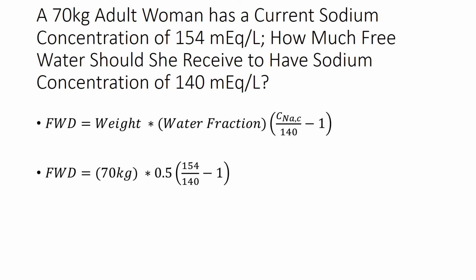She's 70 kilograms. We established that an adult woman's water fraction is typically 0.5. And then we substitute her serum concentration of sodium for 154. And we do that math and it turns out to be 3.5 kilograms or 3.5 liters. So she should get 3.5 liters in order to bring her sodium level down from 154 to 140.